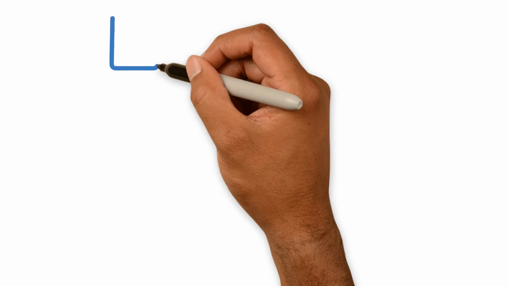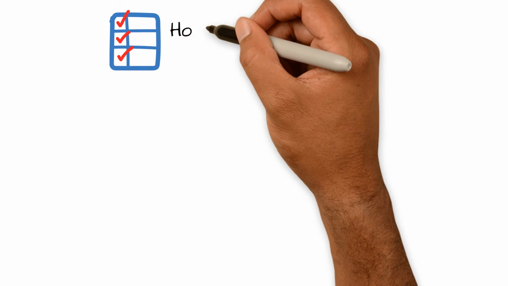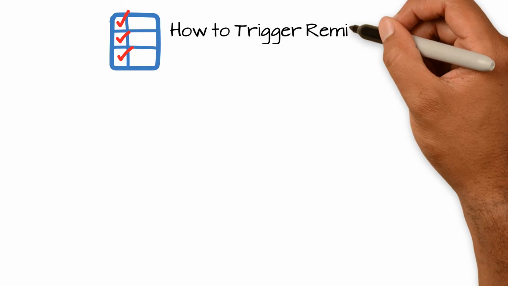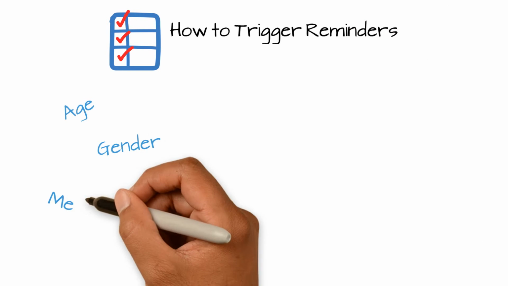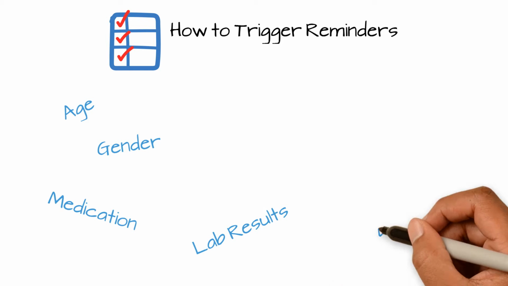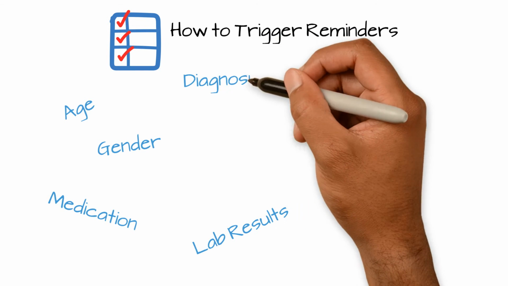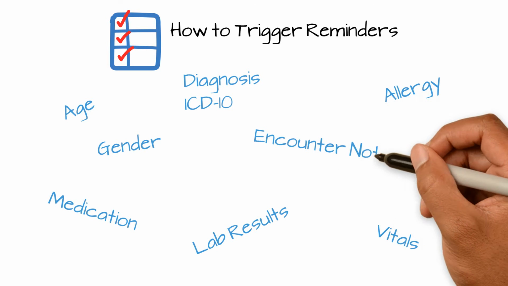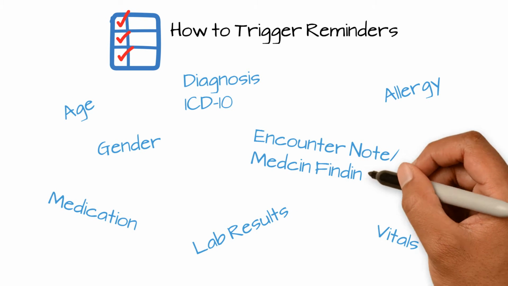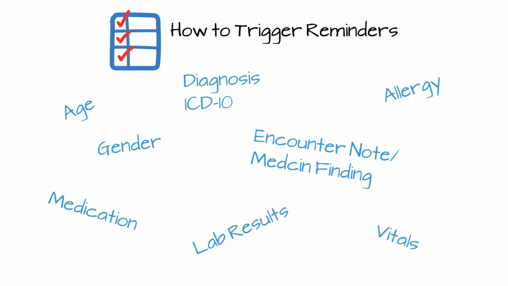Various Intergy functionalities trigger health reminders. As soon as a patient is registered, the age and gender will begin to build the reminders that are applicable to that patient. Other clinical data will also trigger health reminders, such as updating problem lists, entering vital signs, patient allergies and medications, in addition to lab results, properly documenting an encounter note, and using ICD-10 codes.